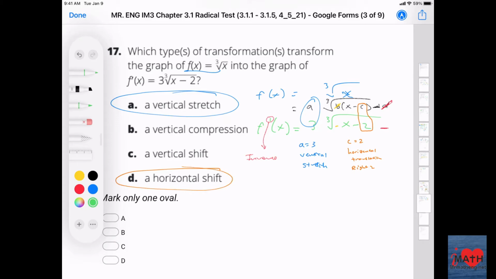A vertical compression would be a number less than 1. We just talked about that, so not this one. And a vertical shift would be a D value, but we didn't have a D value, so not that. So that is your answer for 17. It's either A or D.